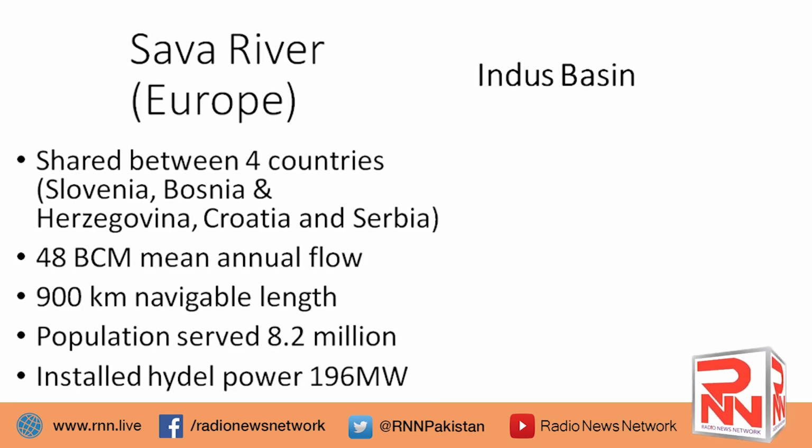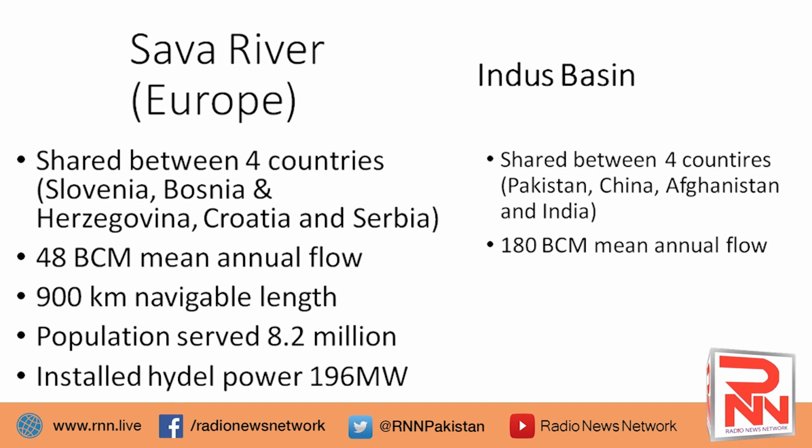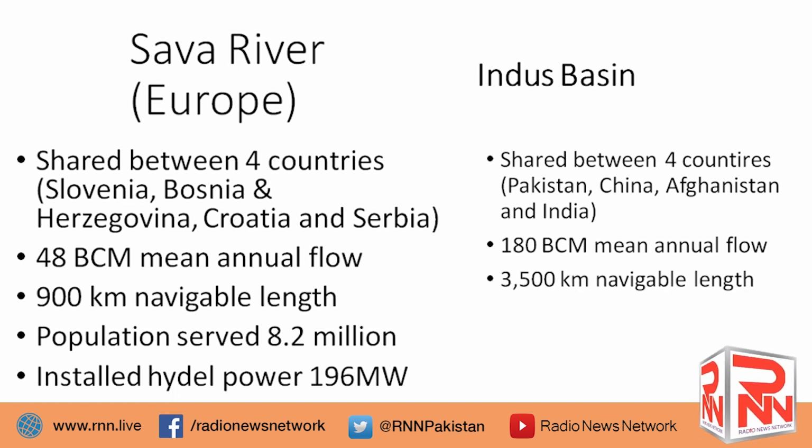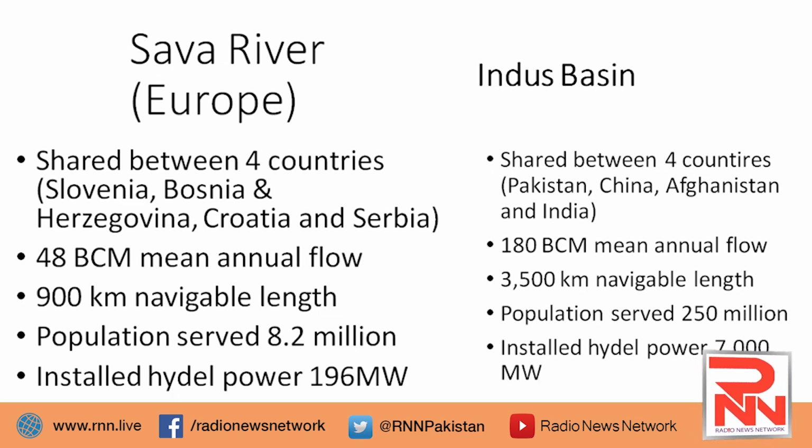Now compare it with Indus. Again shared between 4 countries. This is about 3.5 times bigger than Sava River in terms of water volume. Again, about 3.5 times longer navigable length. 250 million is the population if we include Pakistan and Afghanistan only. 7,000 megawatt of hydropower currently on this one.